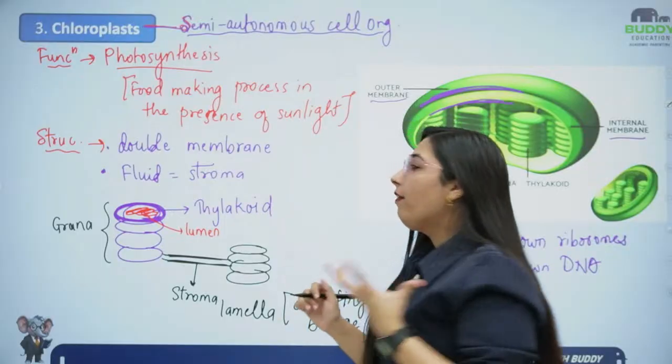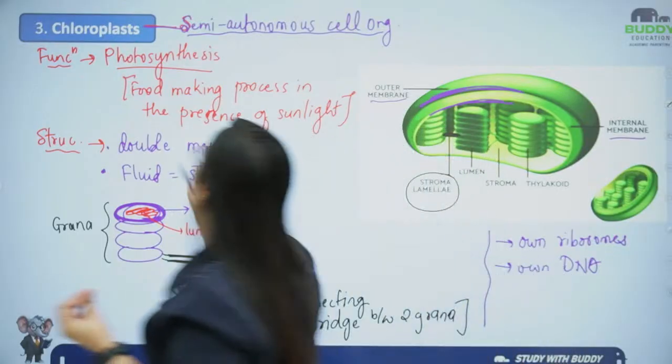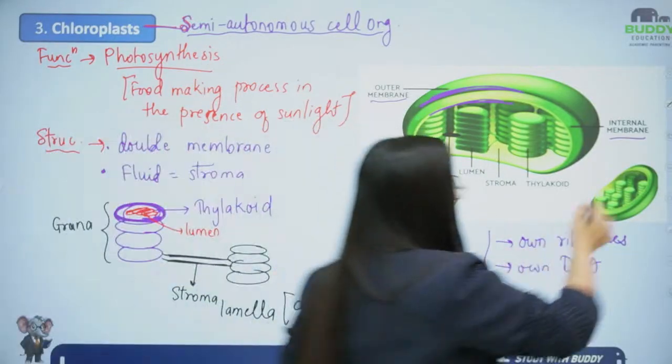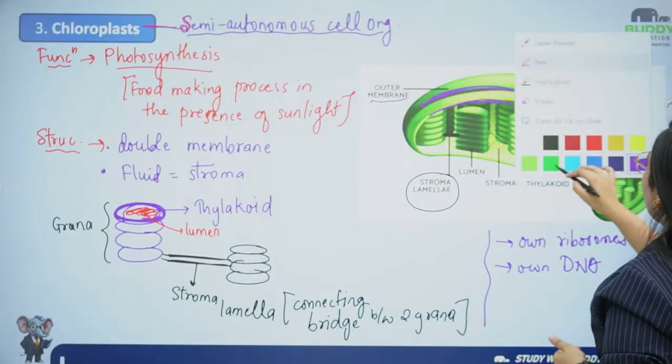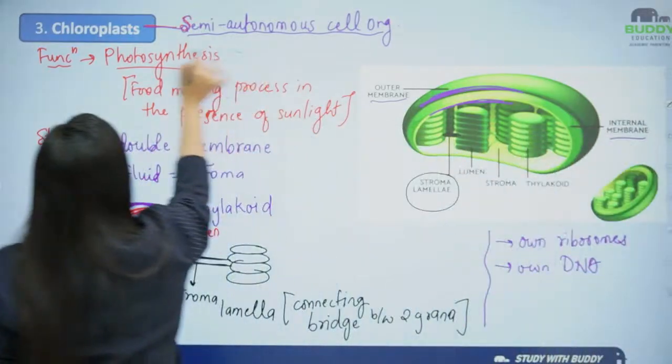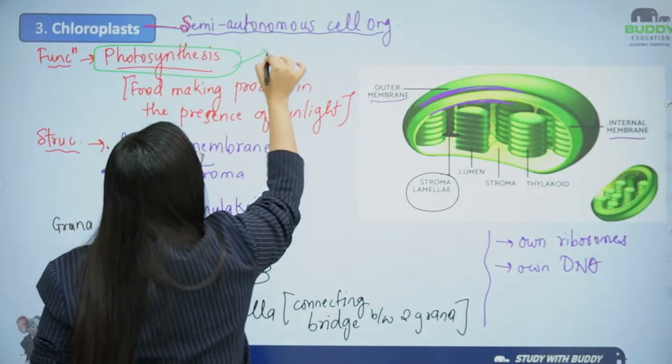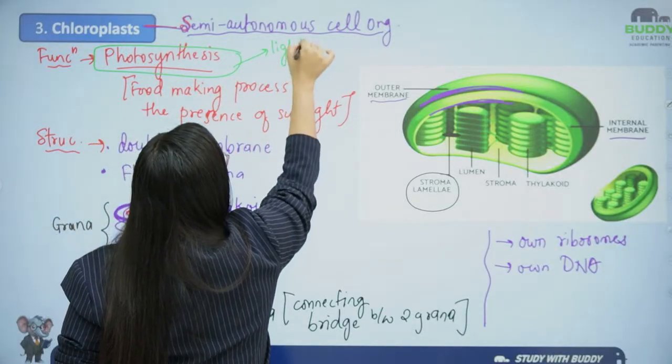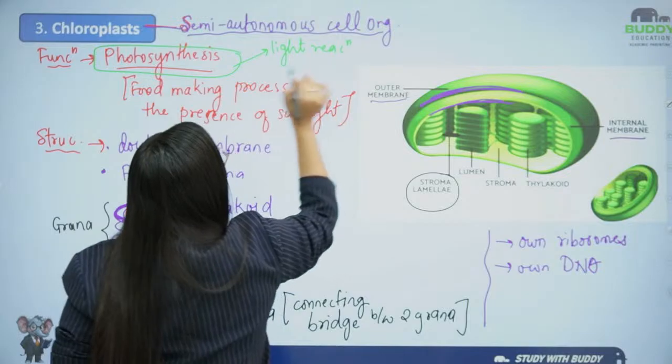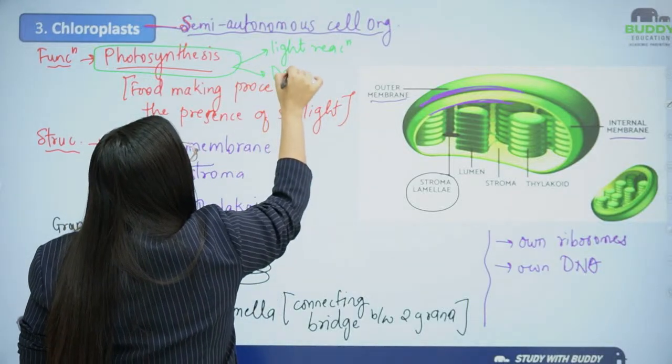So we have two kinds of reaction in photosynthesis. Okay, let me change the color for this. Photosynthesis involves two types of reaction. One is the light reaction. The other is the dark reaction.